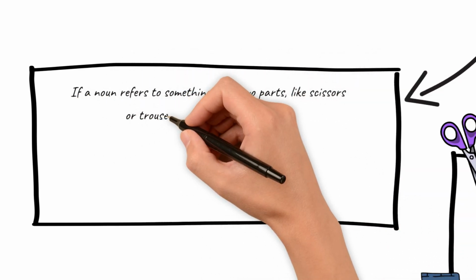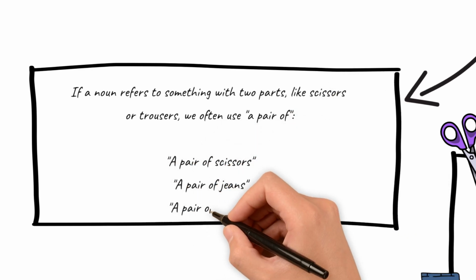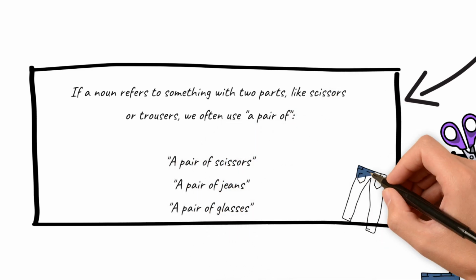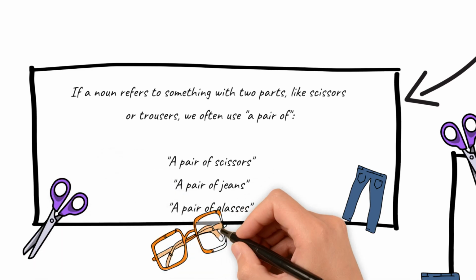If a noun refers to something with two parts, like scissors or trousers, we often use a pair of scissors, a pair of jeans. Another example, a pair of glasses.